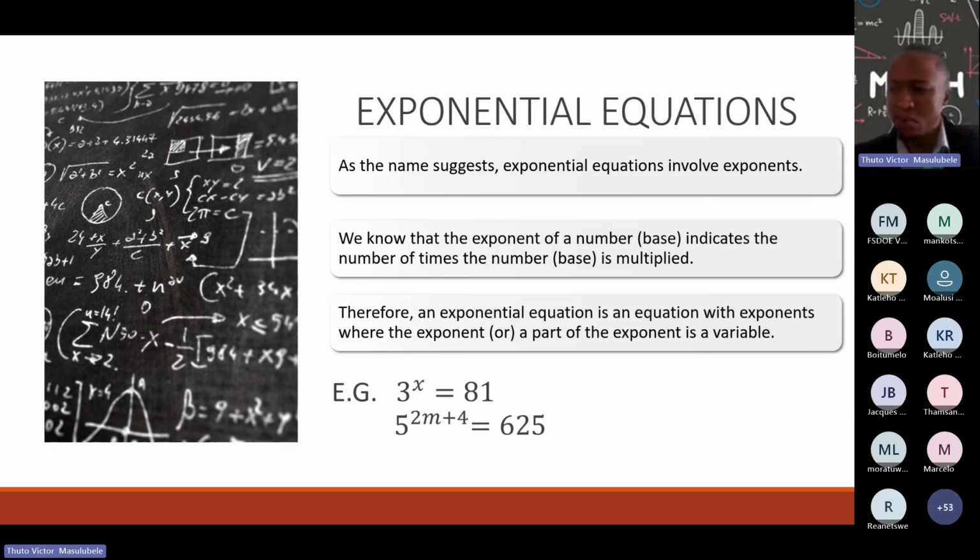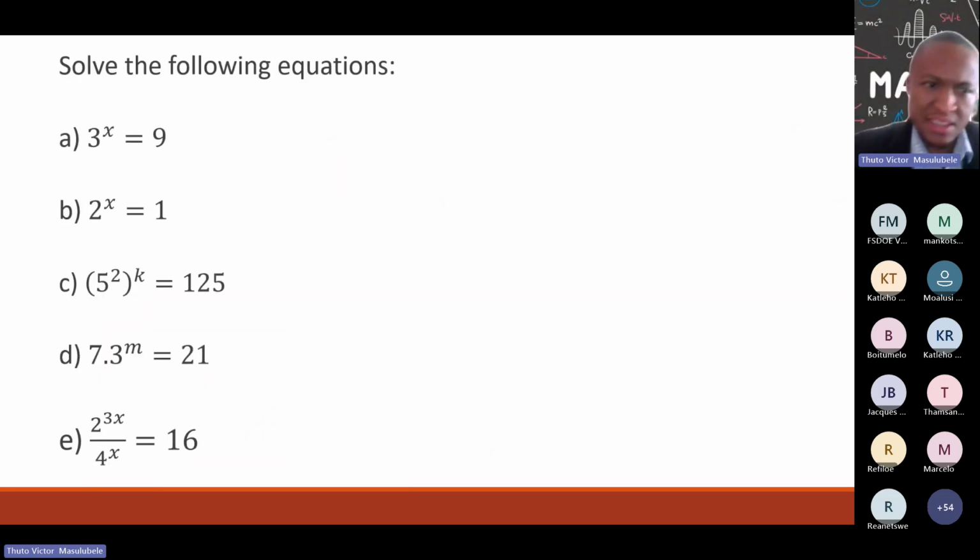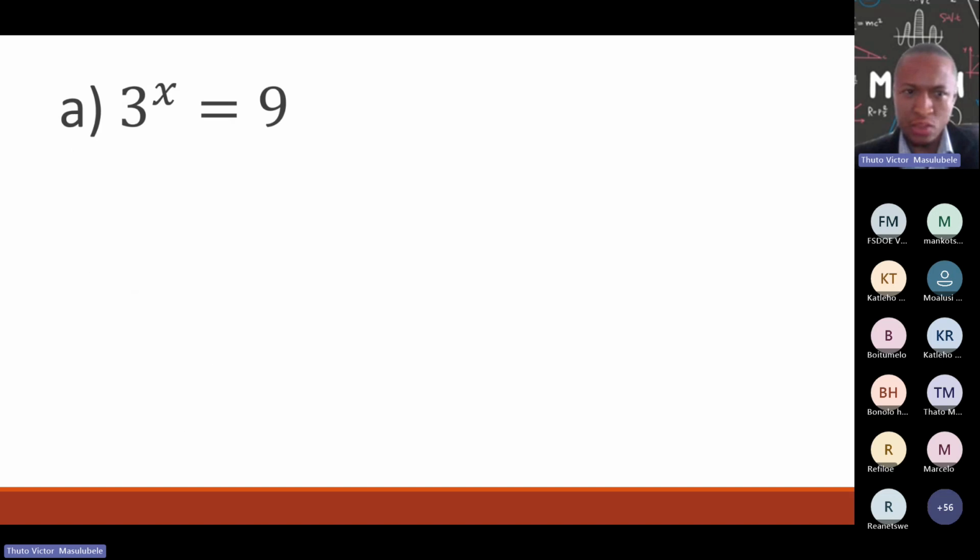is a variable. An example of that would be 3 to the power of x equal to 81, or 5 to the power of 2m plus 4 is equal to 625. Now, these are just some of the equations we'll be solving in today's lesson. So make sure you concentrate so that you are able to learn those skills on how to solve exponential equations.